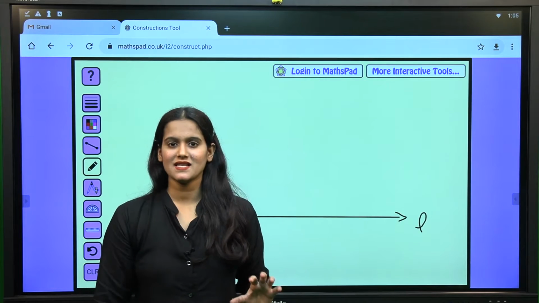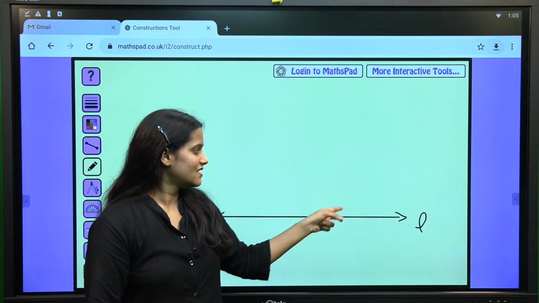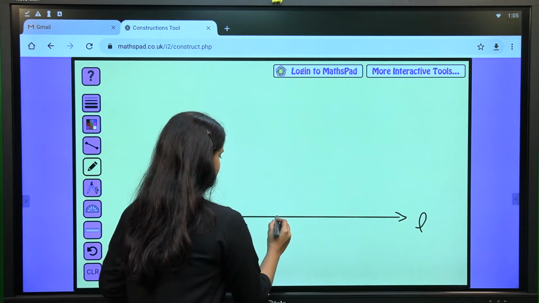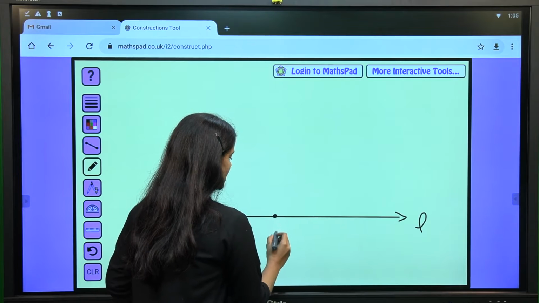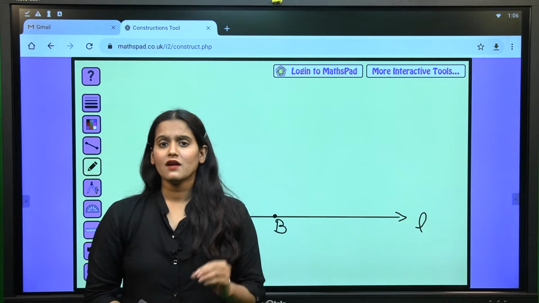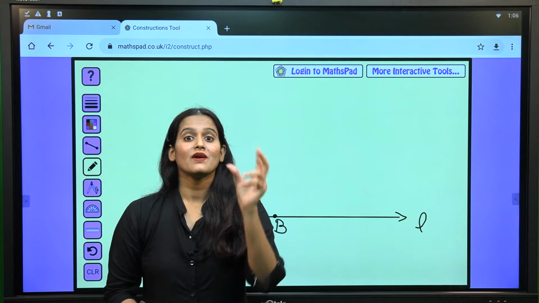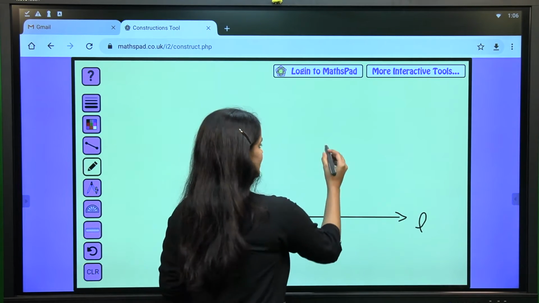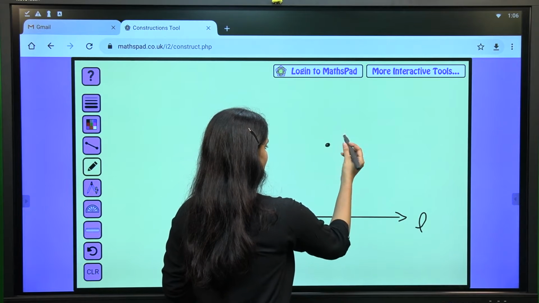The next step is, I need a point on this line L. I will just mark a point. Let me take it as point B. And we are constructing a parallel line when the point is outside the line, right? So one more point which is outside the line. Let me take it as A.